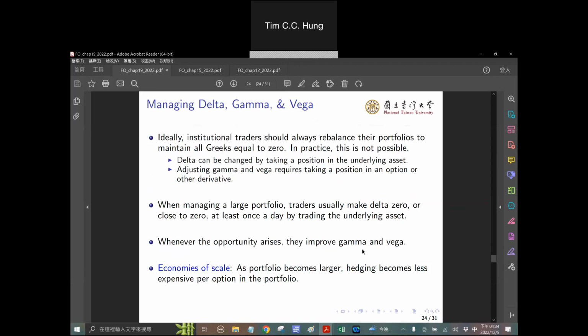However, there are situations where these kind of things could be feasible. So there's something called economy of scale. So basically, if you have a large portfolio, then relative to your portfolio size, the trading cost may seem small. If you have a relatively large portfolio, it would be more reasonable for you.